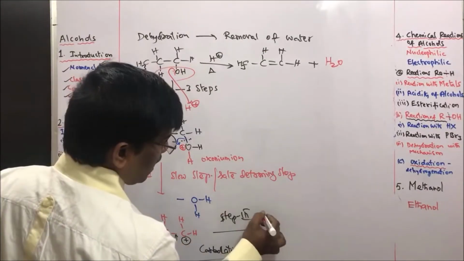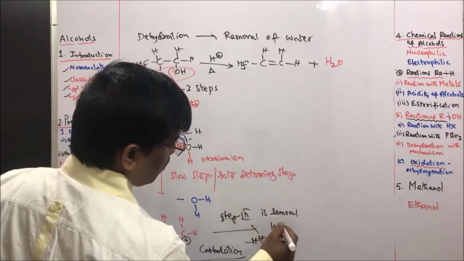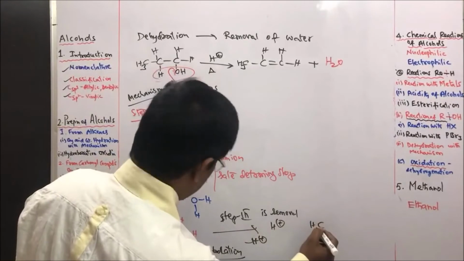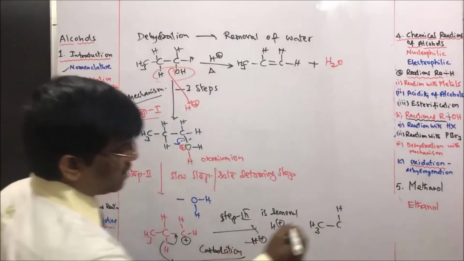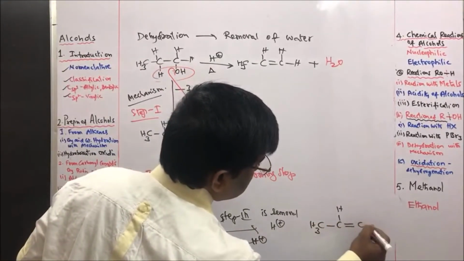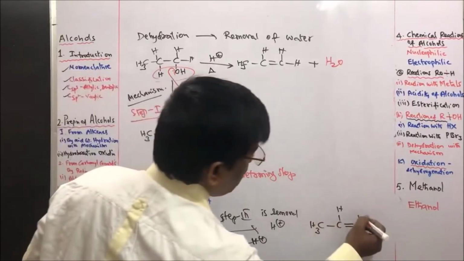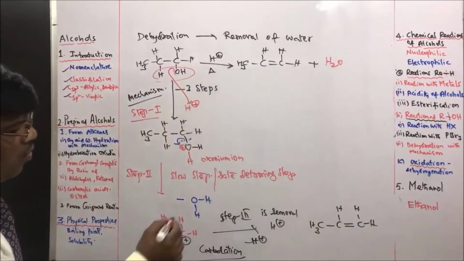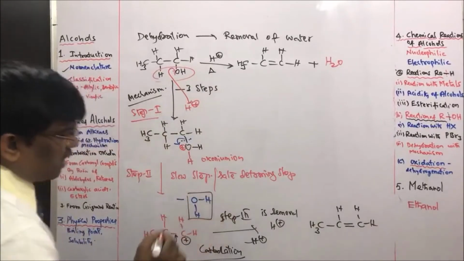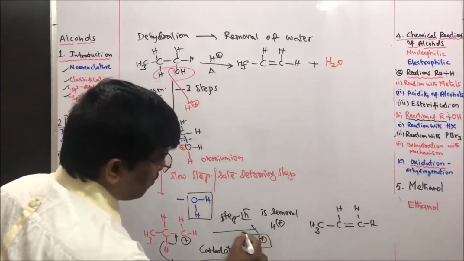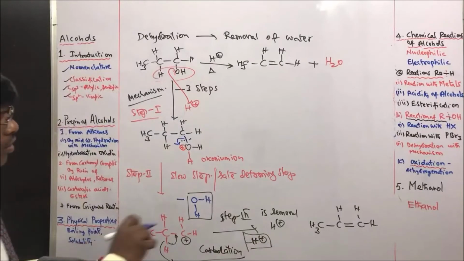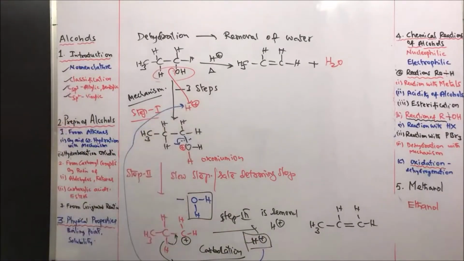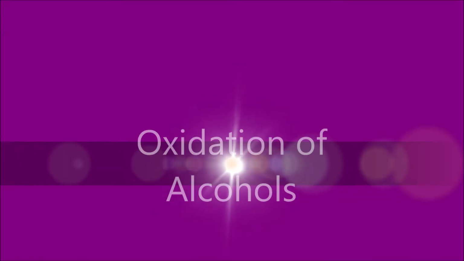Step 3 is removal of proton. So this proton goes out to give CH3, CH, and a double bond C, and these two hydrogens are here. Yes, so this is the product. The overall reaction is minus water, and this H plus ion which comes here is going to be recycled, and act as the H plus ion in the first step.